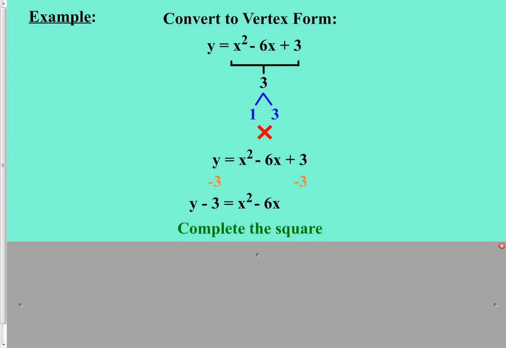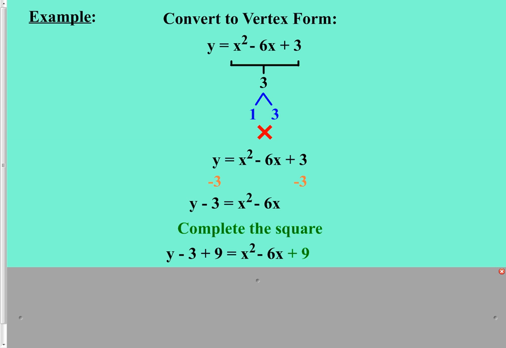Now if you remember, completing the square means taking your b term, halving it, and then squaring it. Well, your b term is negative 6. You do not need to worry about the negative because in the end, you're going to square this value. That is always going to result in a positive number. So take 6, half it, that would give you 3. Square it would give you 9. We're going to add 9 to both sides of the problem.